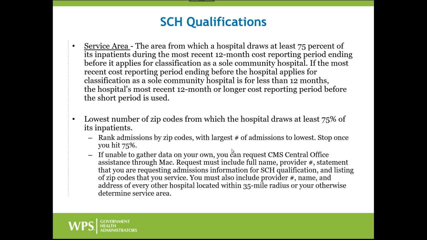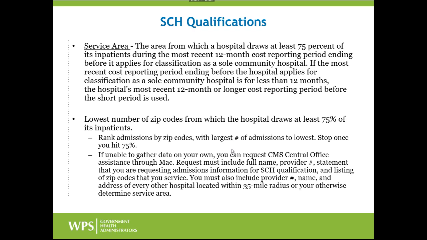You'd rank it from largest to smallest. And you'd go down the list. You'd have zip code 1, zip code 2, zip code 3. As soon as the cumulative percentage of those admissions hits 75% of your total admissions, then those are the zip codes you need. You don't need any further zip codes in your list.